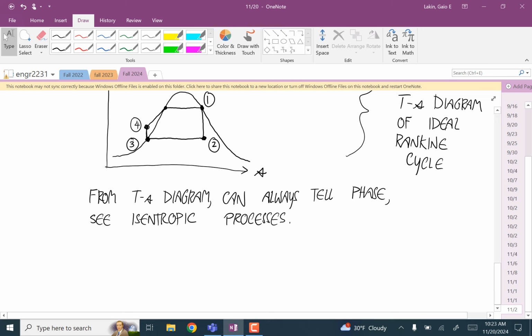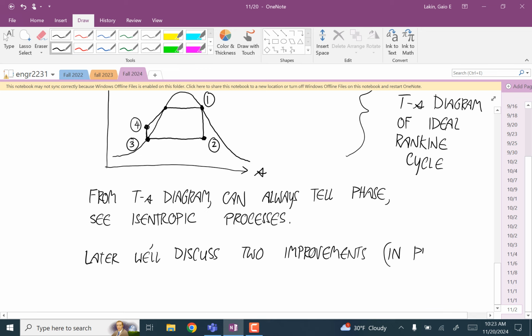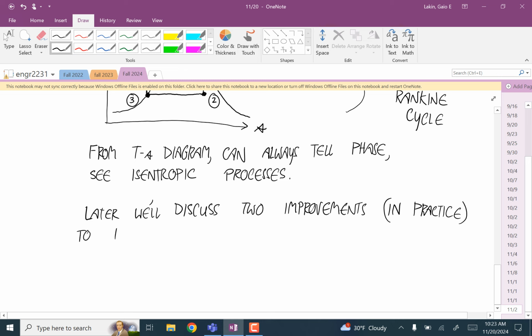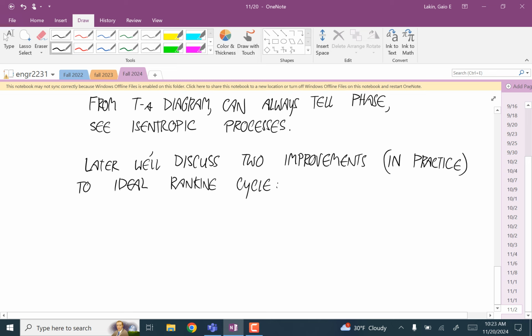It turns out there's ways to make this a little more efficient, so we'll talk about those later. So later, we'll discuss 2 improvements to this cycle. 2 improvements in practice, to this ideal Rankine cycle. The first one is called superheat.